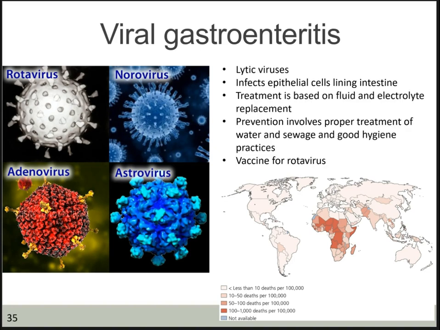These are lytic viruses. So take a minute and think about the difference between lytic and lysogenic. They infect the intestinal epithelial lining of the intestine. Treatment is based on fluid or electrolyte replacement. So basically just replacing the fluids that are lost during that diarrheal infection. Prevention involves proper treatment of water and sewage and good hygiene practices. And there is a vaccine for rotavirus that's usually recommended for young kids because this can cause pretty serious infections in young kids.